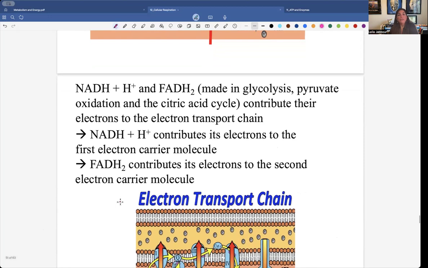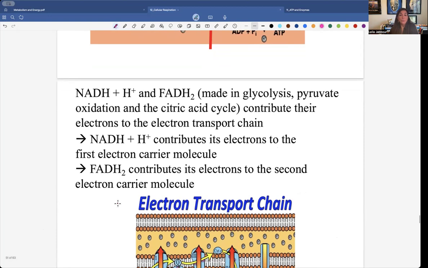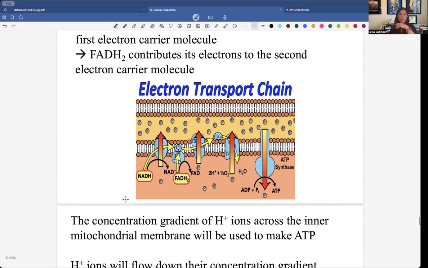So NADH and FADH2, those were made in glycolysis and the pyruvate oxidation and the citric acid cycle. They were made a little bit here, a little bit here, a little bit here. All of them go to the electron transport chain. That's very important because it's their energy. They're going to release electrons there, and that release provides the energy that's needed to pump hydrogen ions against their gradient. So NADH and FADH2 contribute their electrons to the electron carriers. NADH to the first one, FADH2 to the second one. This is what we saw here and here.